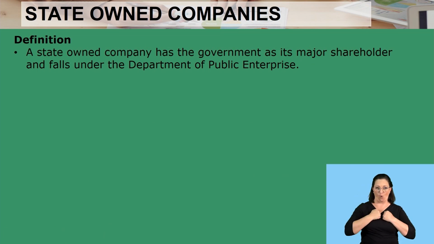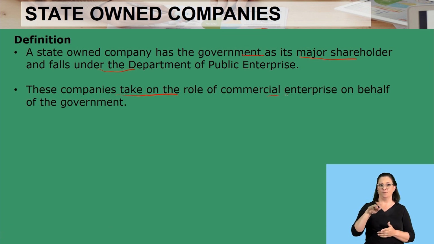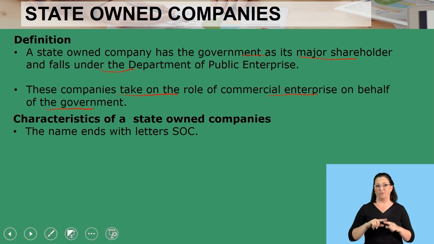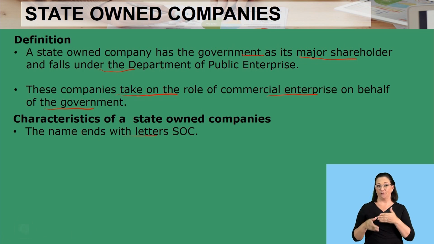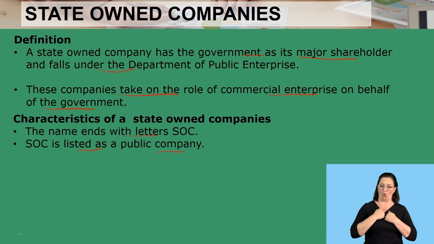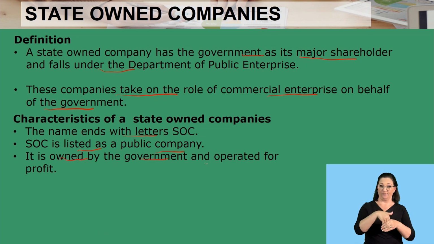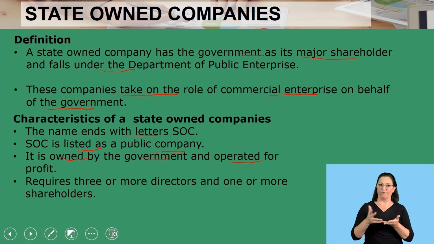A state-owned company has the government as the majority or major shareholder and falls under the Department of Public Enterprise. These companies take on the role of commercial enterprise on behalf of the government. What are the characteristics? The name ends with the letters SOC, state-owned company, and a state-owned company is listed as a public company again. Another characteristic is that it is owned by the government and operated for profit. This is your Eskom, for instance. Eskom is owned by the government and is operating to make profit.